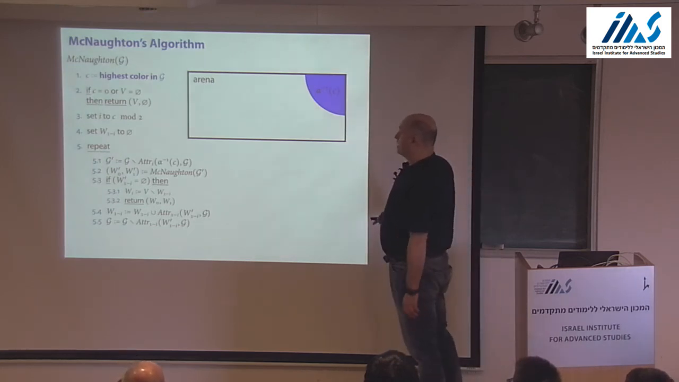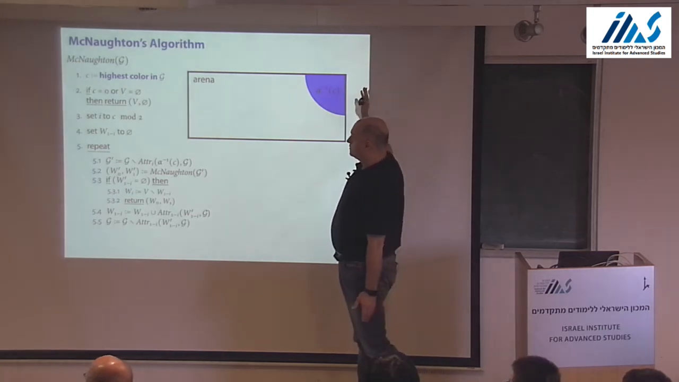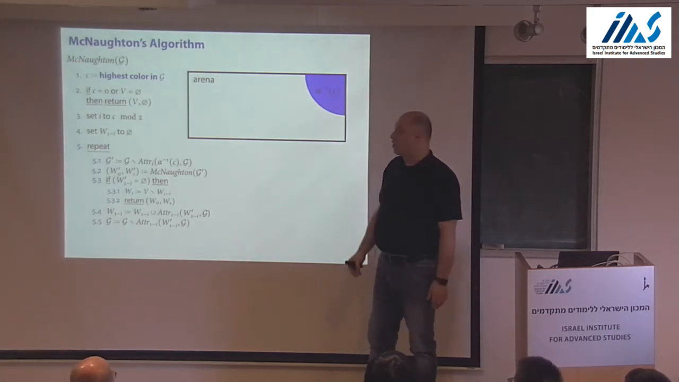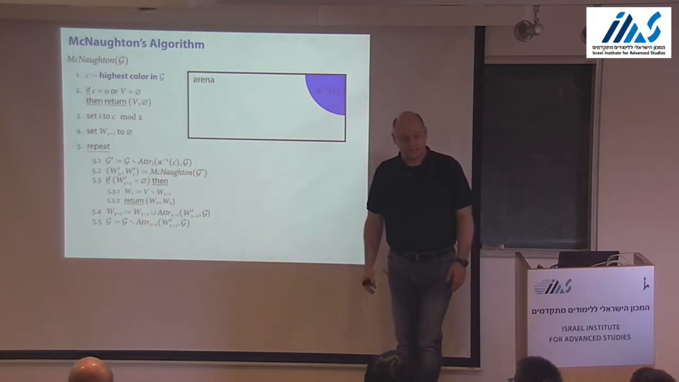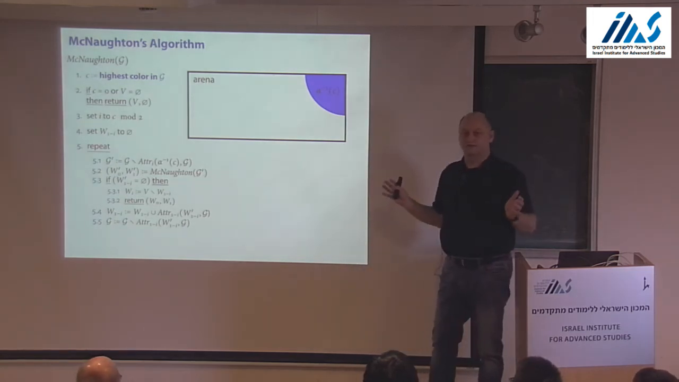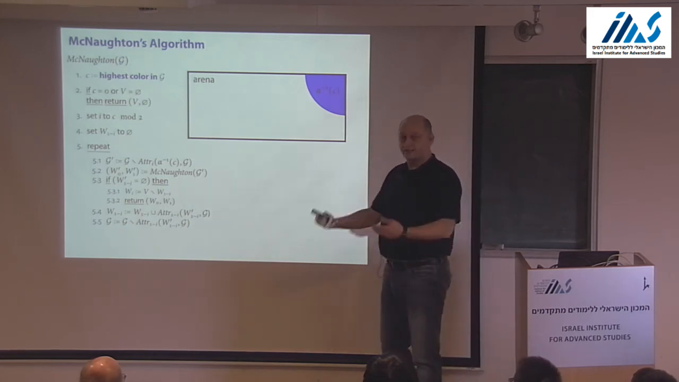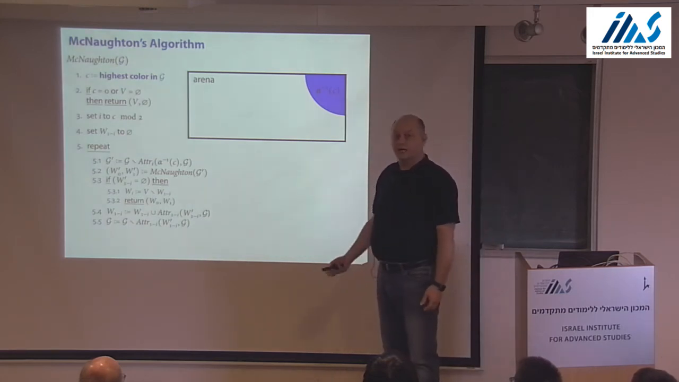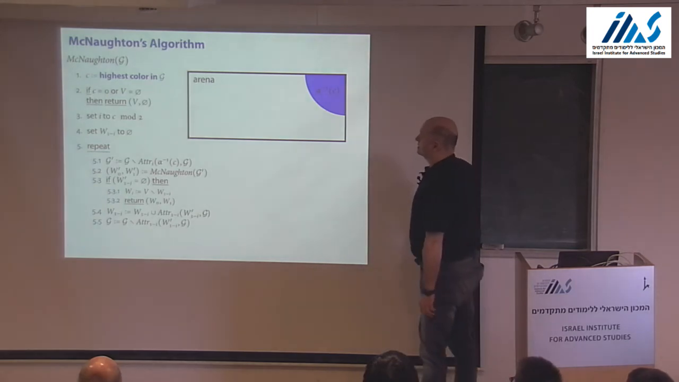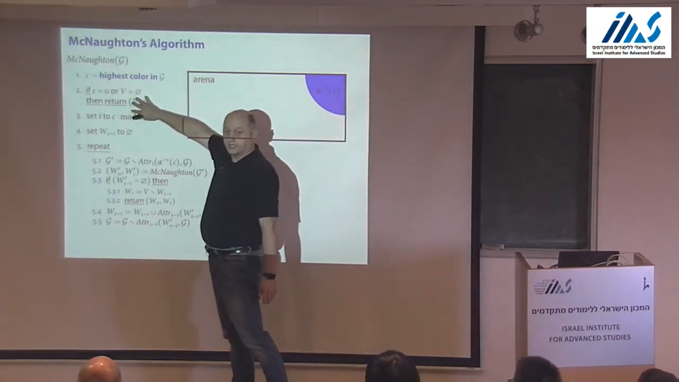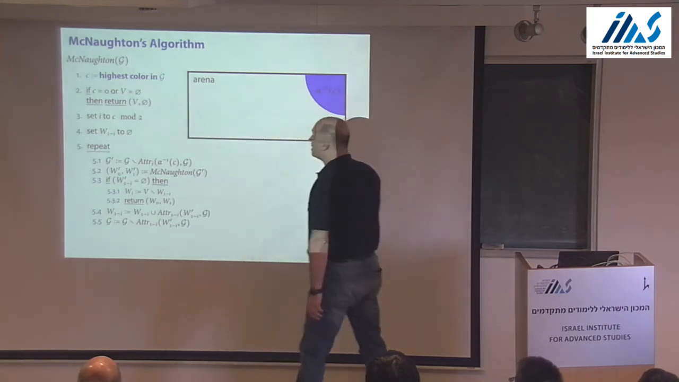Now, if the highest color is actually 0, or if the graph is empty, then we're done, of course, right? If the highest color is 0, then no matter what we do, the highest color that appears infinitely often will be 0, and it will be won by player 0. So this is an easy case where we can immediately terminate.